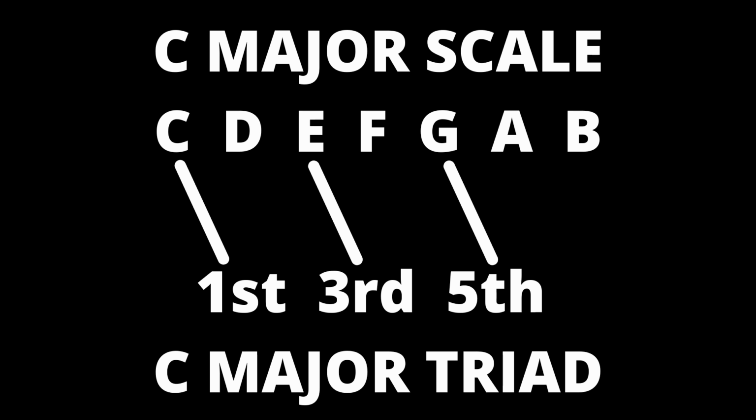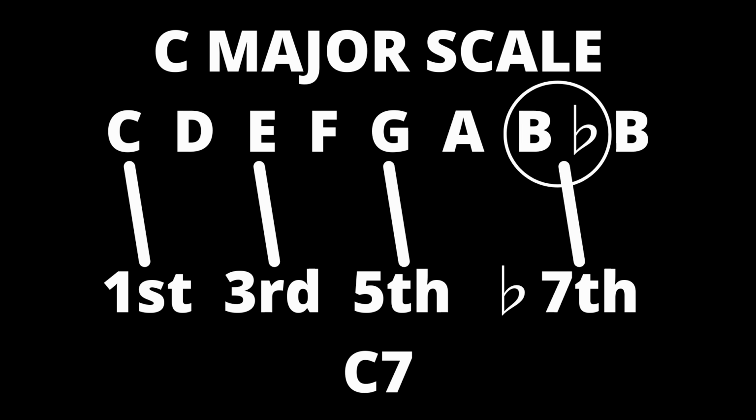The C major scale has the following notes: C, D, E, F, G, A, and B. The first note is C, third note is E, and fifth note is G. These notes create a C major chord. The 7th note is B. If you drop this note by a half step or semitone, then you get to B flat. Add this flat or minor 7th note to the C major chord, and you have a C dominant 7th chord.